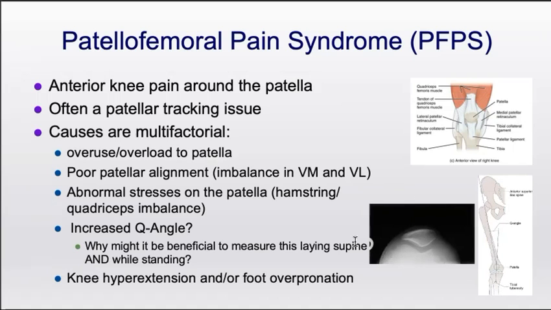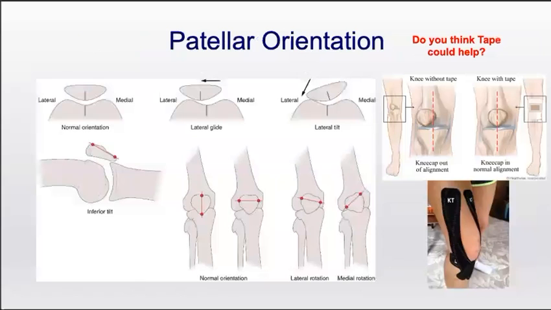This is what we call a sunrise view of the knee. And you can see that the patella sits very nicely within that femoral condyle. Okay, so this is the femur. And this is as if you're sitting at your desk right now and you look down at your knee, this is almost that exact view. So you're looking at the patella sitting nicely in that groove. Patellar tracking, if we have a normal orientation.